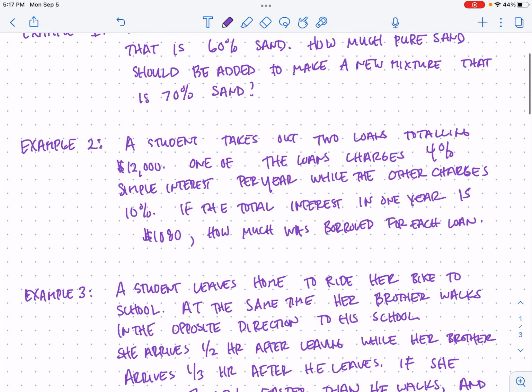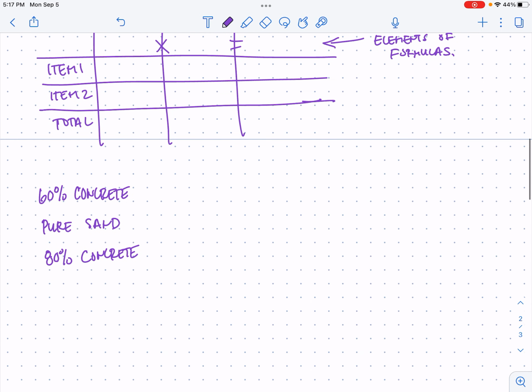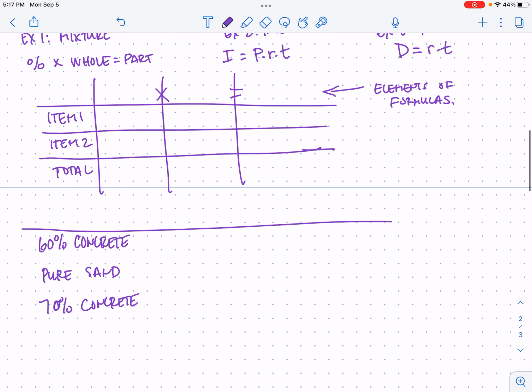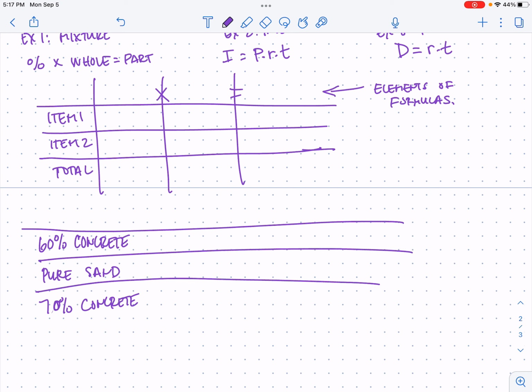Right, was it 80? Oh, nope, 70%, excuse me. So those are our 3 rows. And our formula says we're going to take the percent times the whole amount, and that's going to give us the part.